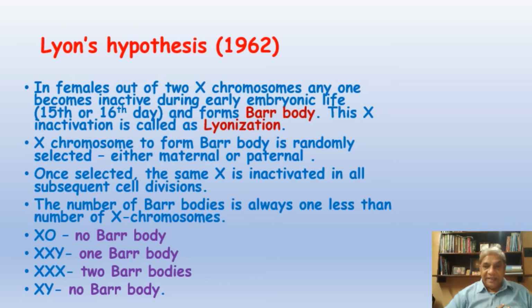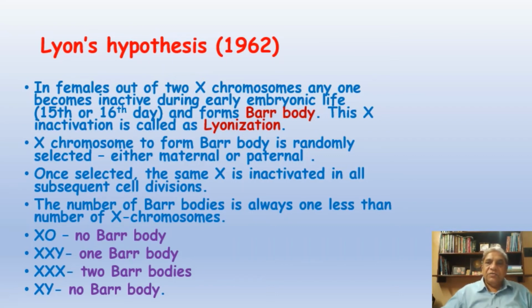And in an XY normal male, which is having only one X chromosome and one Y chromosome, there will be no bar body. That's why we don't get any bar body in males, okay, because there is only one X chromosome, which is always active.